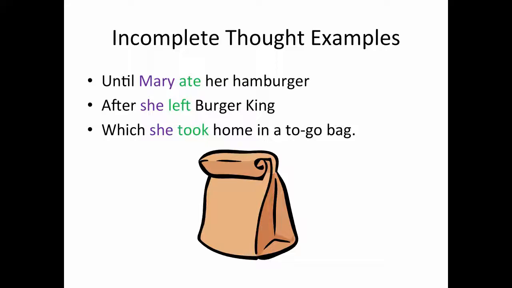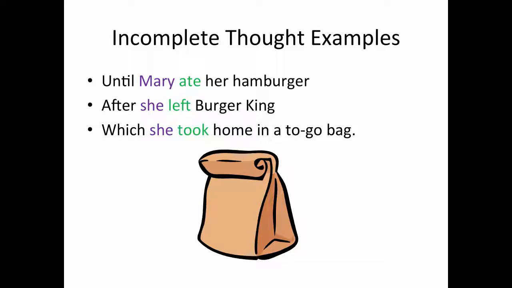Here are examples of a group of words that have subjects and verbs but are not sentences because they are not complete thoughts. Until Mary ate her hamburger. After she left Burger King. Which she took home in a to-go bag. Notice how all three of these examples leave out very important information and make us wondering what the true meaning is supposed to be. All of these have subjects and verbs, but if you walked up to someone and said, "Until Mary ate her hamburger," it would not make any sense because you have not finished the thought.